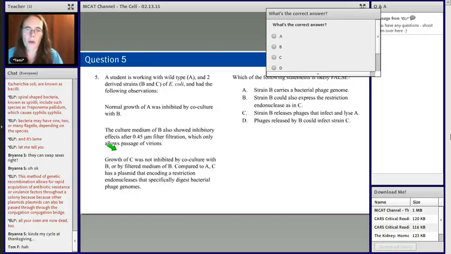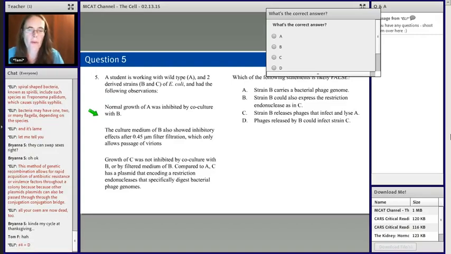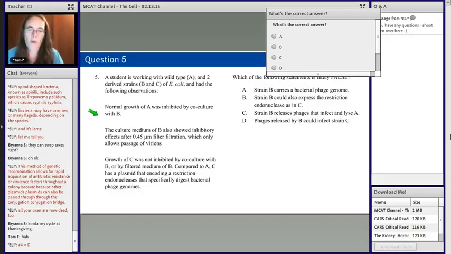Question 5. Put your question number 5 in. So we have a student working with a wild type and 2 derivative strains of E. coli. Normal growth of A was inhibited with a co-culture of B, which means B's got something or it's making something that A doesn't like. The culture medium of B also showed inhibitory effects after a 0.45 micrometer filtration, which only allows the passage of virions, which means if the virions are very, very concentrated, B has a problem as well. Growth of C was not inhibited by a co-culture with B or filtered medium of B. So C's got something in it that causes inhibition, okay? So it inhibits whatever that effect is, keeps it alive.